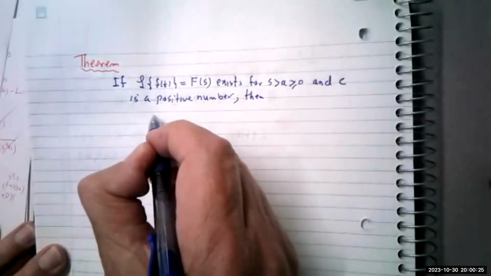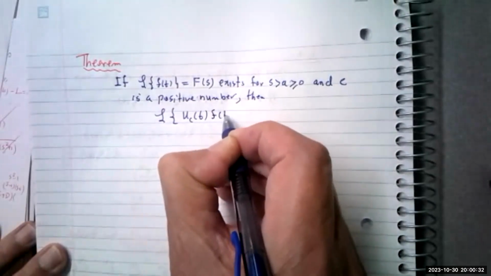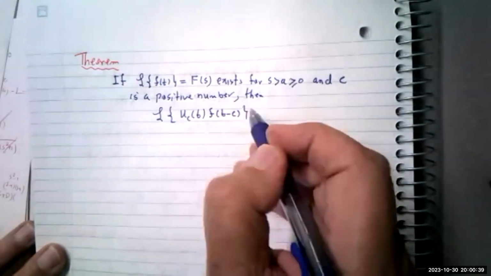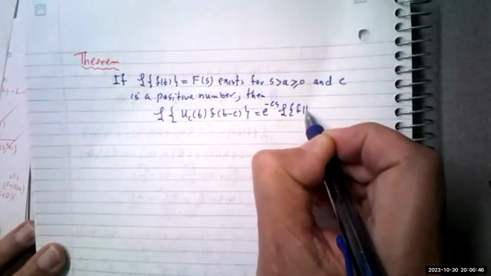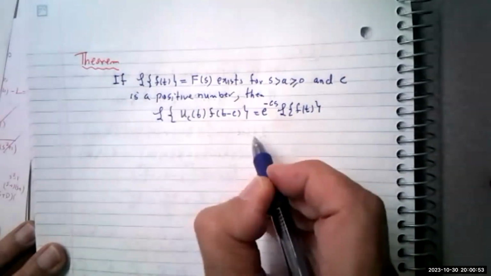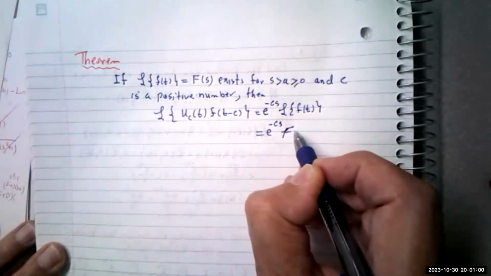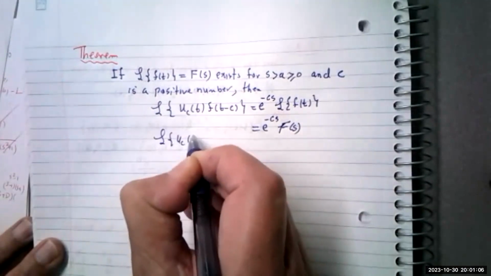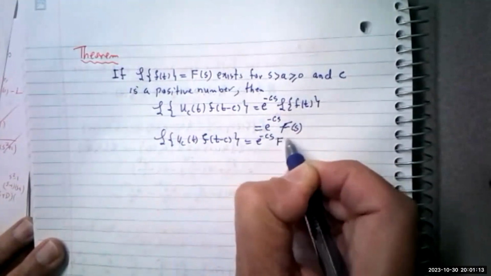If this is the case, then the Laplace transform of u_c(t) f(t minus c) is simply equal to e to the negative cs times the Laplace of f of t. And the Laplace of f of t is already given to you, which is F of s. So that's a great formula that we're going to use. Laplace of u_c(t) f(t minus c) is simply e to the negative cs F(s).